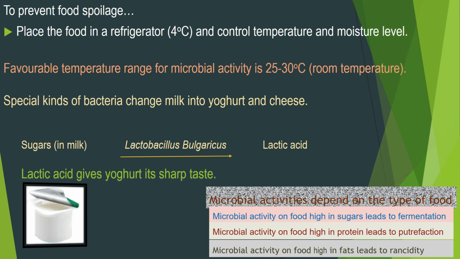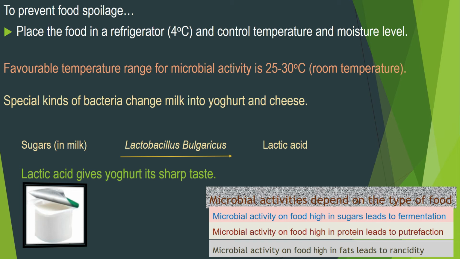To prevent food spoilage, you can place the food in a fridge. Here we control temperature and moisture level. Favorable temperature range for microbial activity is 25 to 30 centigrade. So at room temperature, microorganisms can grow.